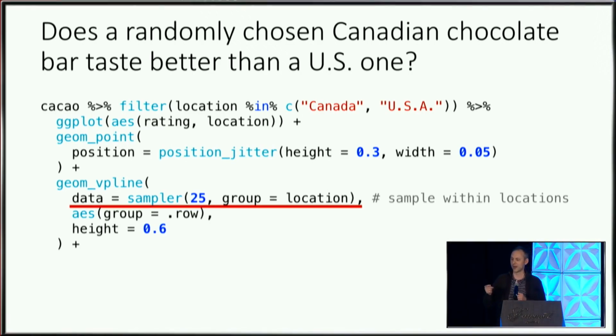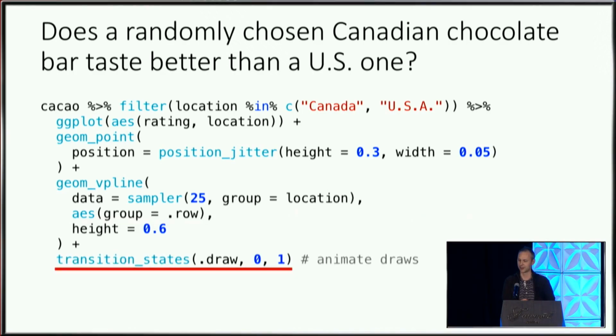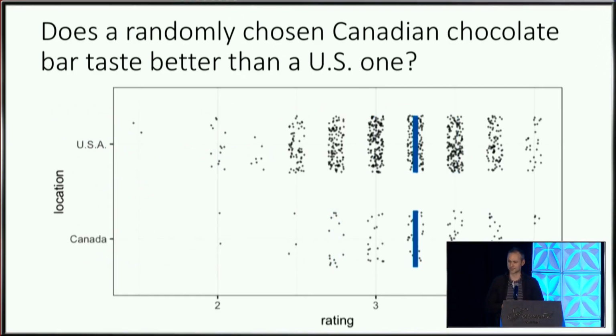If you don't specify the group, you might end up with 2 US chocolate bars and no Canadian one, and that wouldn't work. Okay, and then in the end, this is just a little trick you need to know. If you don't do this, then the lines tween, so they move smoothly from one to the other, which looks nice, but for perception is not that great of a choice, so it's better to turn that off. And then again, we animate, and that's the result, right?